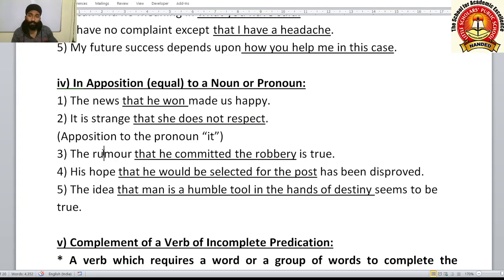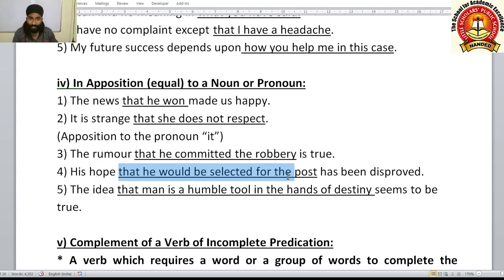Now, the rumor that he committed the robbery is true. What is the rumor here? That he committed the robbery. This is the rumor. So this is equal to the noun rumor. So this is a noun clause which is acting as apposition to a noun. Here next: his hope that he would be selected for the post.